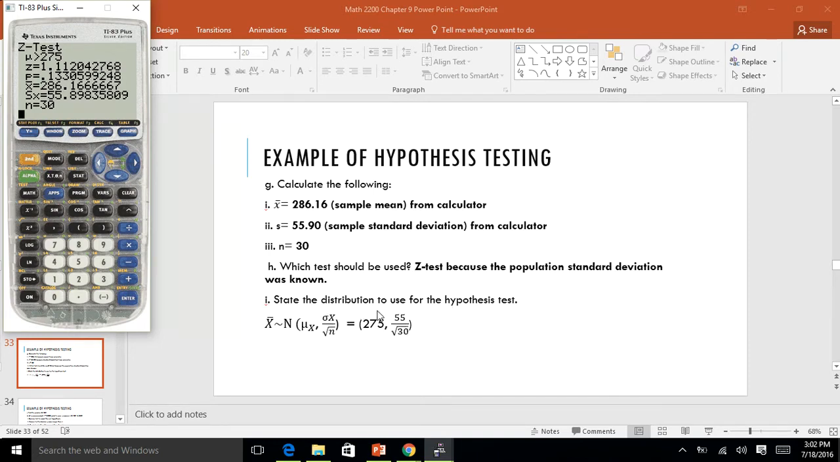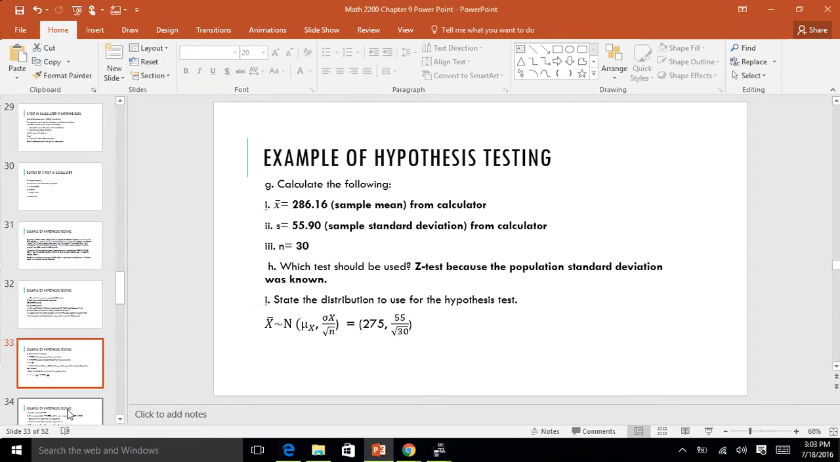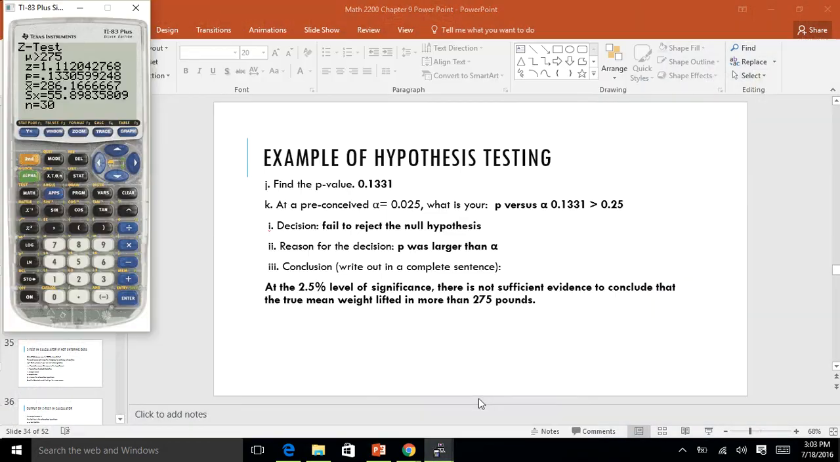The next thing I need to do is state the distribution used for the hypothesis test. Remember, when we state distributions, we write capital X-bar tilde capital N, where the population mean, comma, population standard deviation over the square root of n. All I did is fill in those values: population mean, population standard deviation over the square root of the sample size. The next part is to find the p-value. If you look here under p, I have the p-value. It's 0.1331. I don't even really need to use the calculator anymore because I've gotten everything I need from it. So at the preconceived level of significance, 0.025, what is your conclusion?